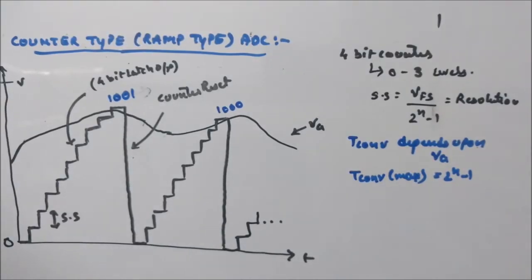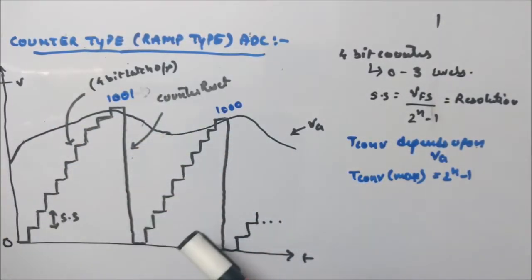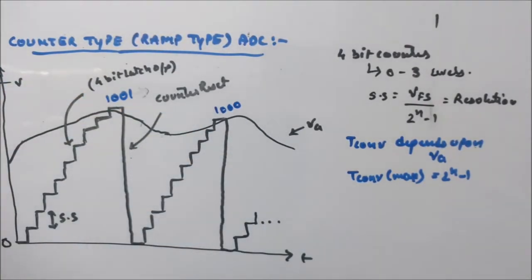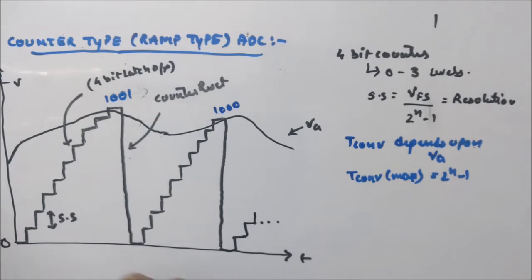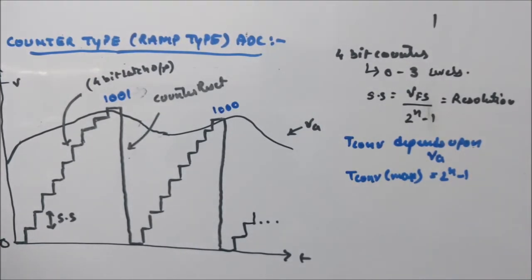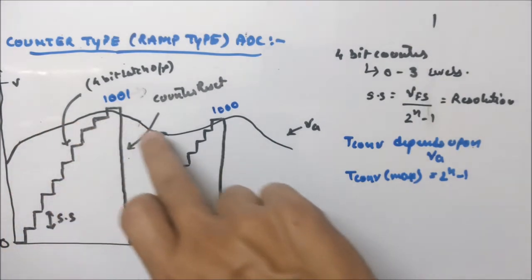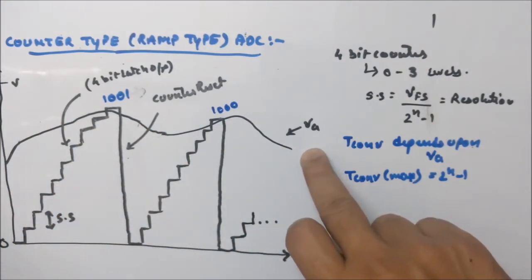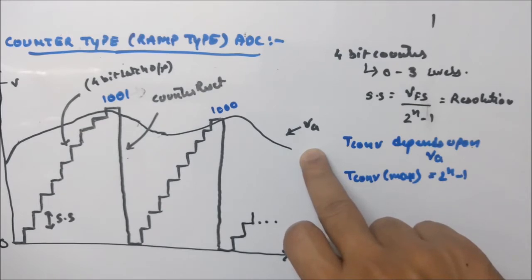So just to give you a clear picture, I have made a diagram here, a voltage diagram. In the y direction you have voltage in volts, and in the x direction you have time. Okay, so let's say you have this curve, VA is your input to the comparator, positive terminal.